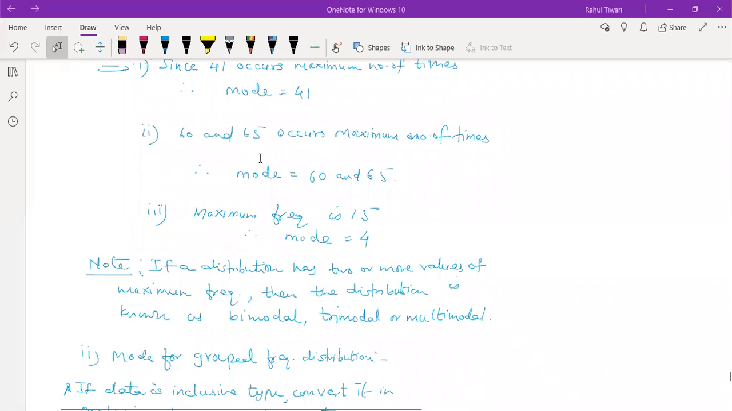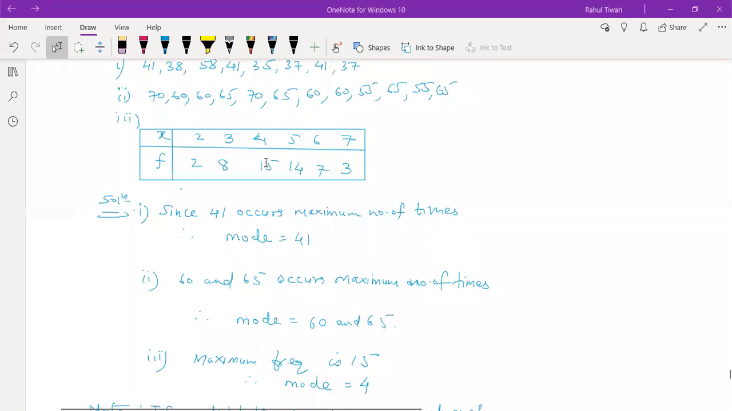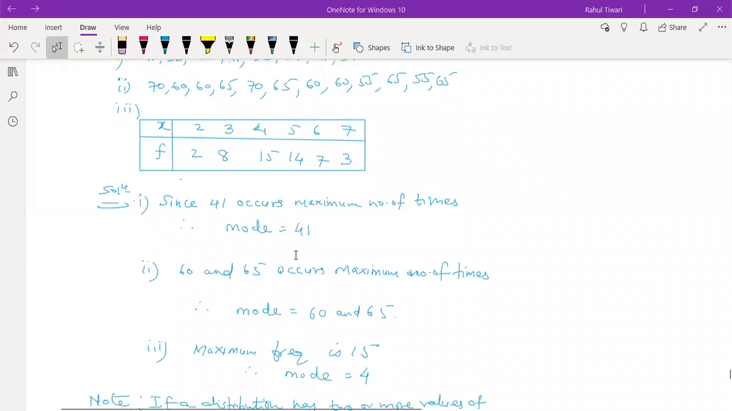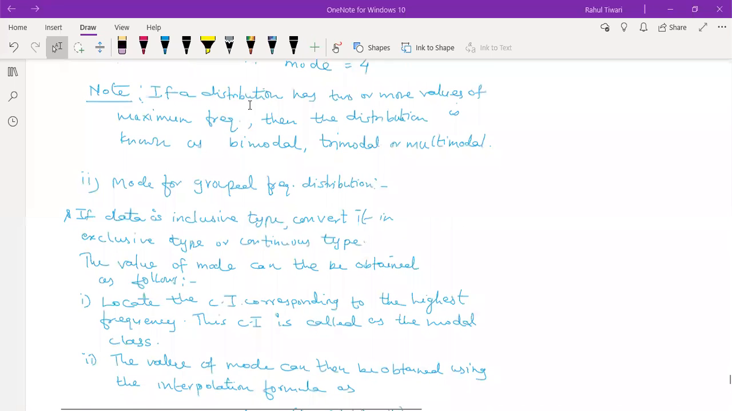So for example, this one. Here the maximum frequency was 15. That means it is 4, so your mode is 4. In that scenario, I can say that my class will be this one.